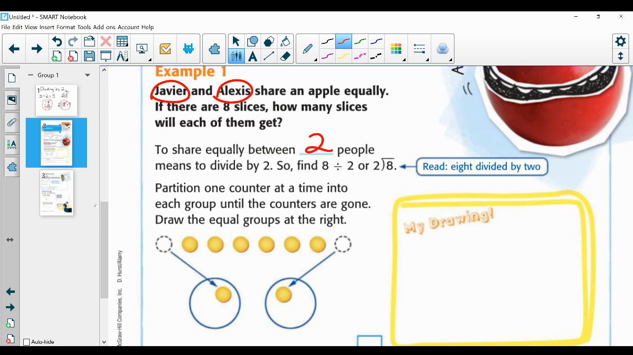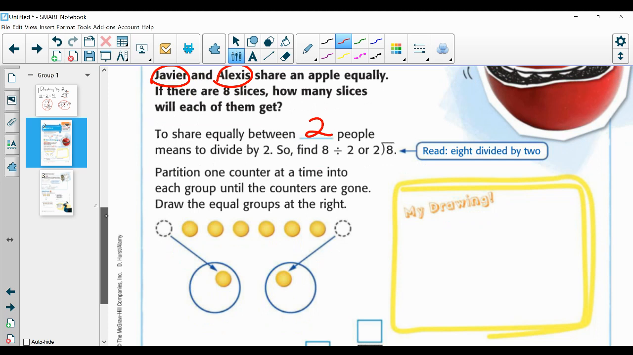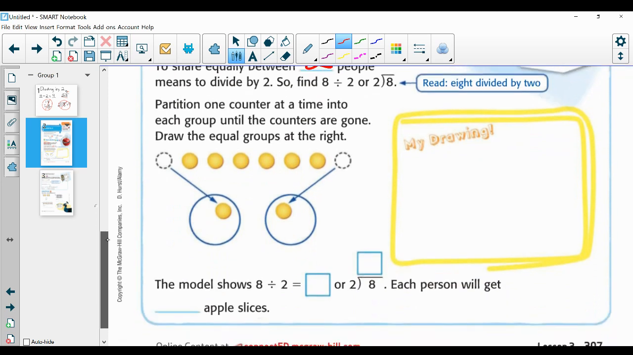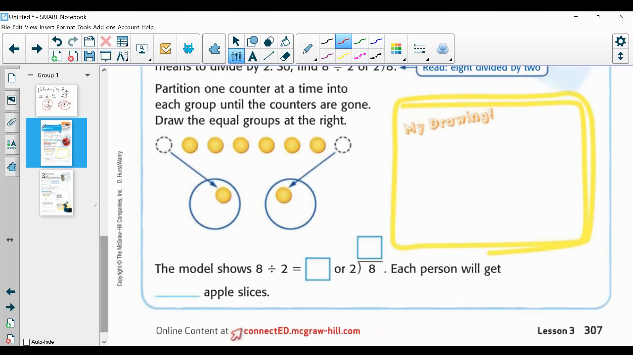So we're going to partition one counter at a time into each group until the counters are gone. Draw the equal groups at the right. Now I've noticed that some of you are not using the drawing space. You need to use that drawing space because this really shows that you understand it. Okay, so we're going to do 1 for me, 1 for you into these groups to find out how many counters go in the groups.